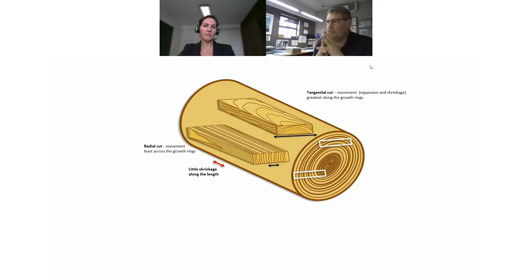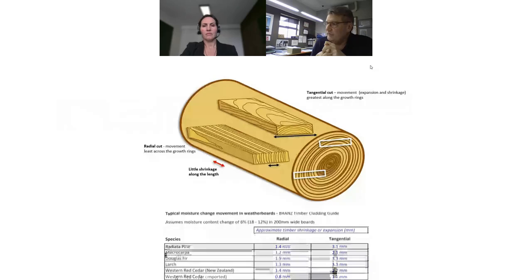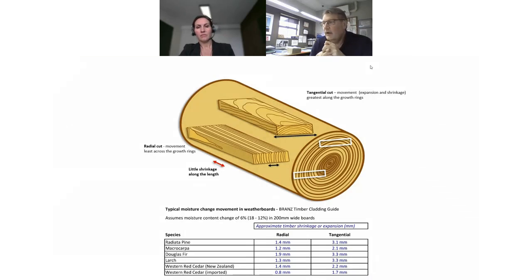And here's an example, and this is from a brand's timber cladding guide. So this is generic, nothing to do with me, but I'm just putting it up there to show you some comparisons. This is based on a moisture content movement of 6%. So from 18% moisture content down to 12% moisture content, and if the board was 200 millimeters wide.